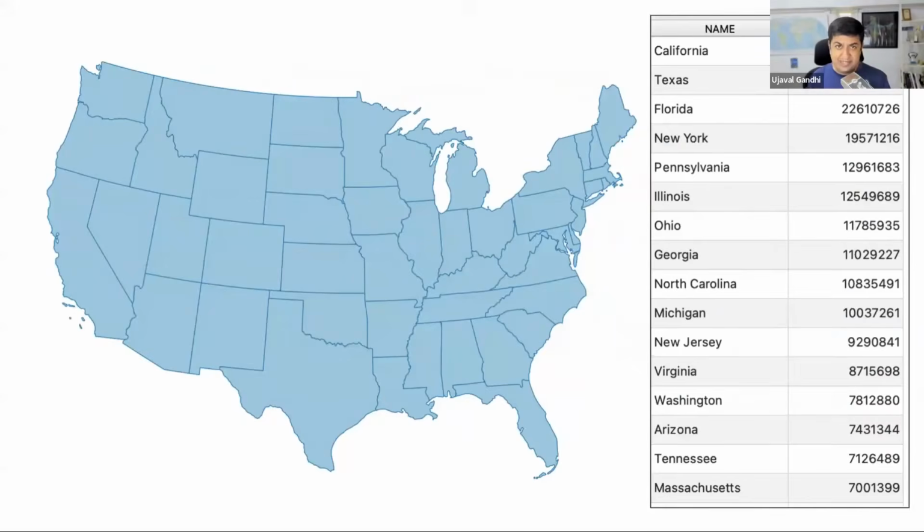We'll start with some data. Here's a vector layer of the United States states. We have 2 attributes here. We have the name of the state and we have a column called population estimate 2023. This is the population of each state.